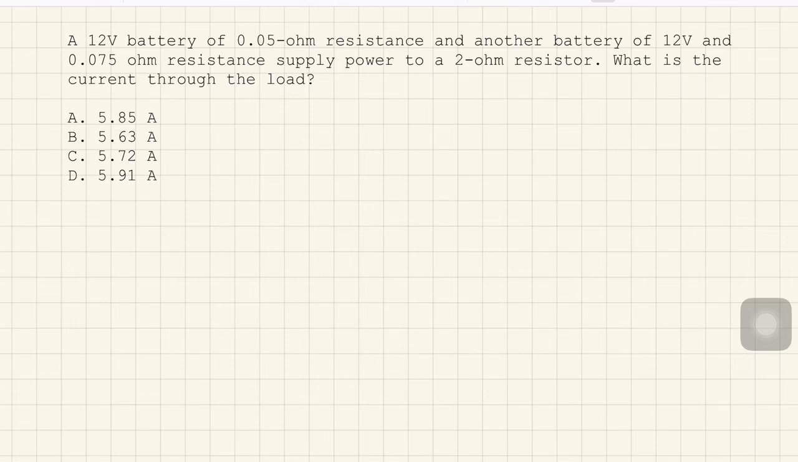A 12-volt battery of 0.05 ohm resistance and another battery of 12 volts and 0.075 ohm resistance supply power to a 2 ohm resistor. What is the current through the load? So let's go ahead and draw our circuit first.